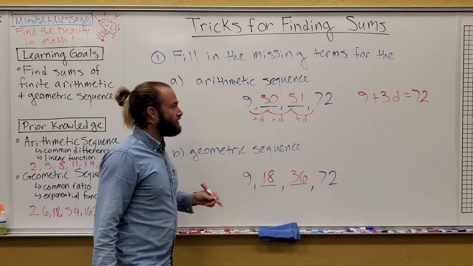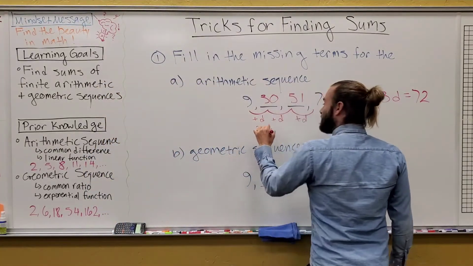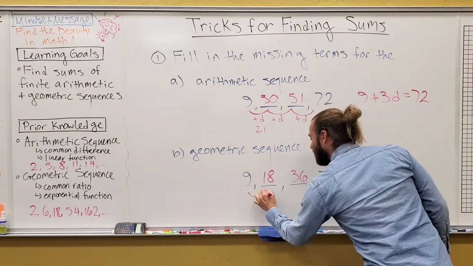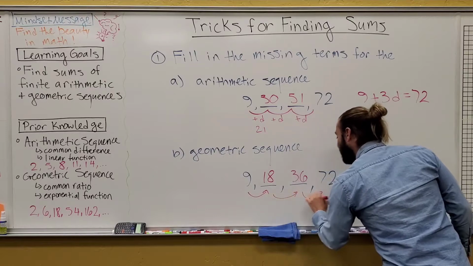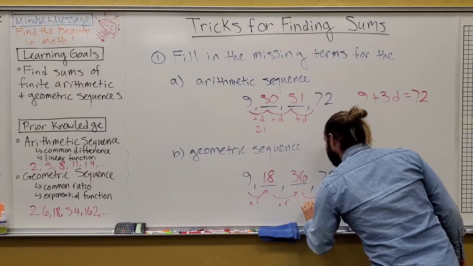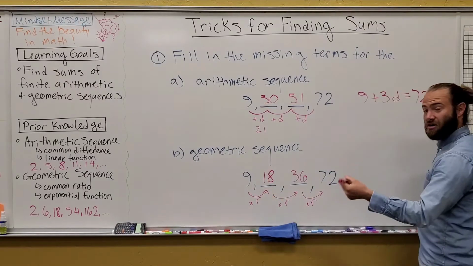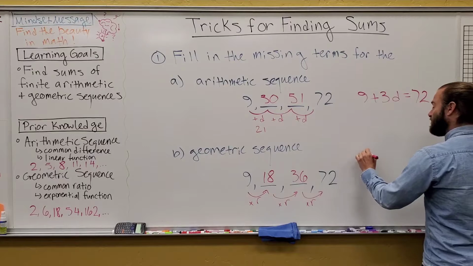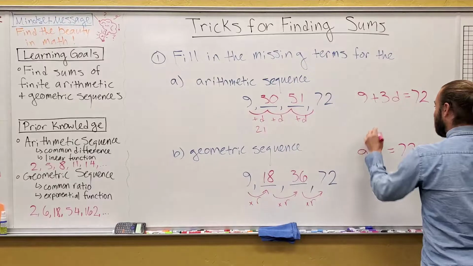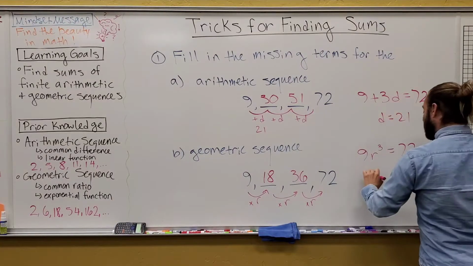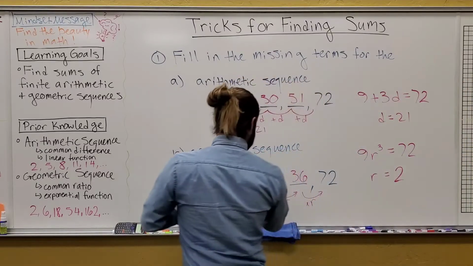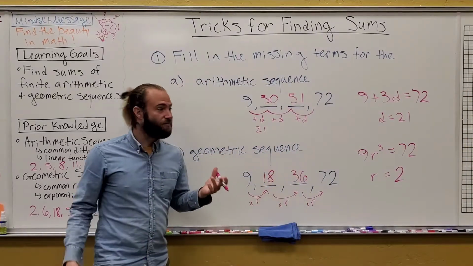Then you work it out, and you're going to get that D equals 21, and then you can proceed from there. Similarly, if I'm multiplying, we typically call the common ratio R. So what we have in this case is 9 times R, 3 times, equals 72. And that means 9R cubed equals 72, which again you could solve. You get R equals 2, and then you just proceed from there multiplying by 2, right?